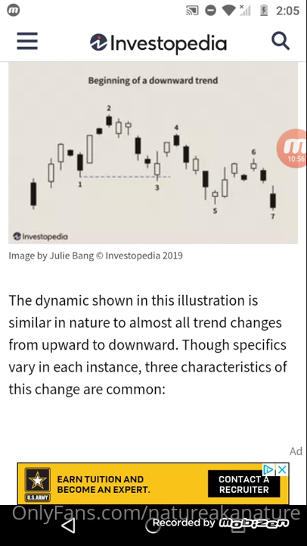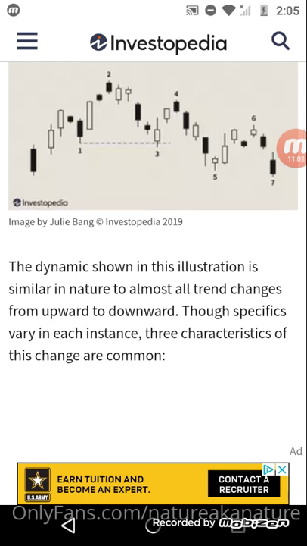So this lower high is lower than that lower high, and this lower high is lower than that lower high. This lower low is lower than that lower low, and this lower low is lower than that lower low. From points 3, 5, and 7, and 2, 4, and 6.